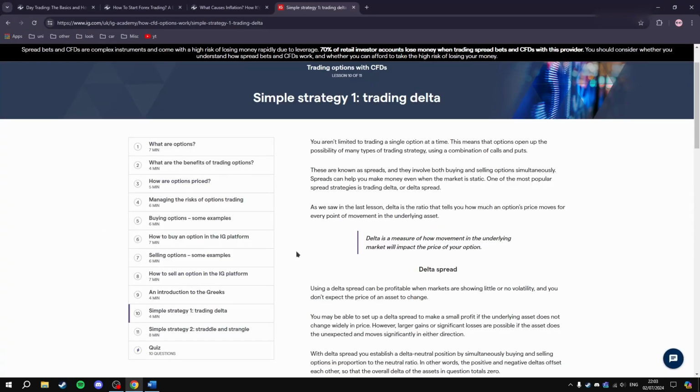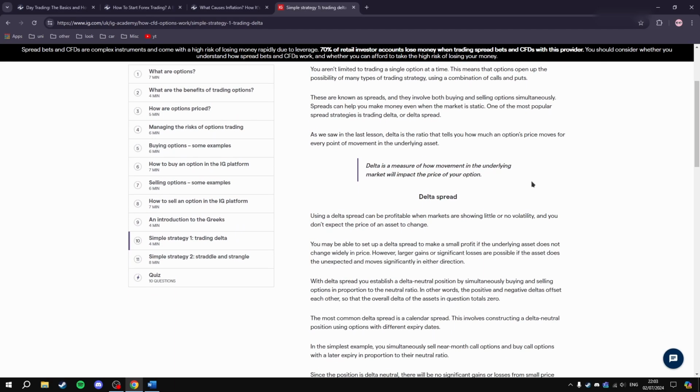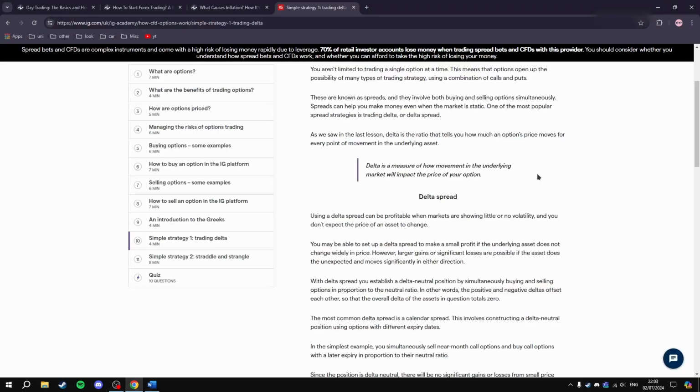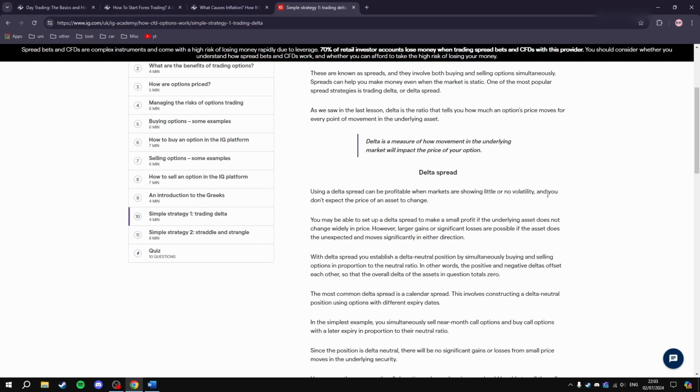Simple strategy 1, trading delta. You aren't limited to trading a single option at a time. This means options open up the possibility of many types of trading strategy using a combination of calls and puts. These are known as spreads, and they involve both buying and selling options simultaneously.